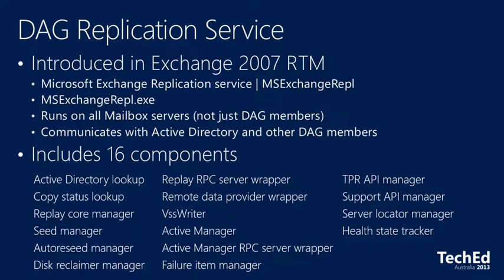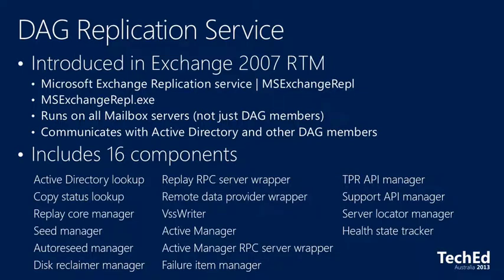Some of the functions are user-related. Some are internal continuous replication-related. So for instance, the Active Directory lookup. Those are lookups so that Active Manager can figure out what database availability group it's a member of, what server it's running on, what the other servers are part of that DAG, and so forth. And then there's an Active Manager client component that exists in the client access server, and that will also do Active Directory and Active Manager lookups against this particular component inside the replication service.